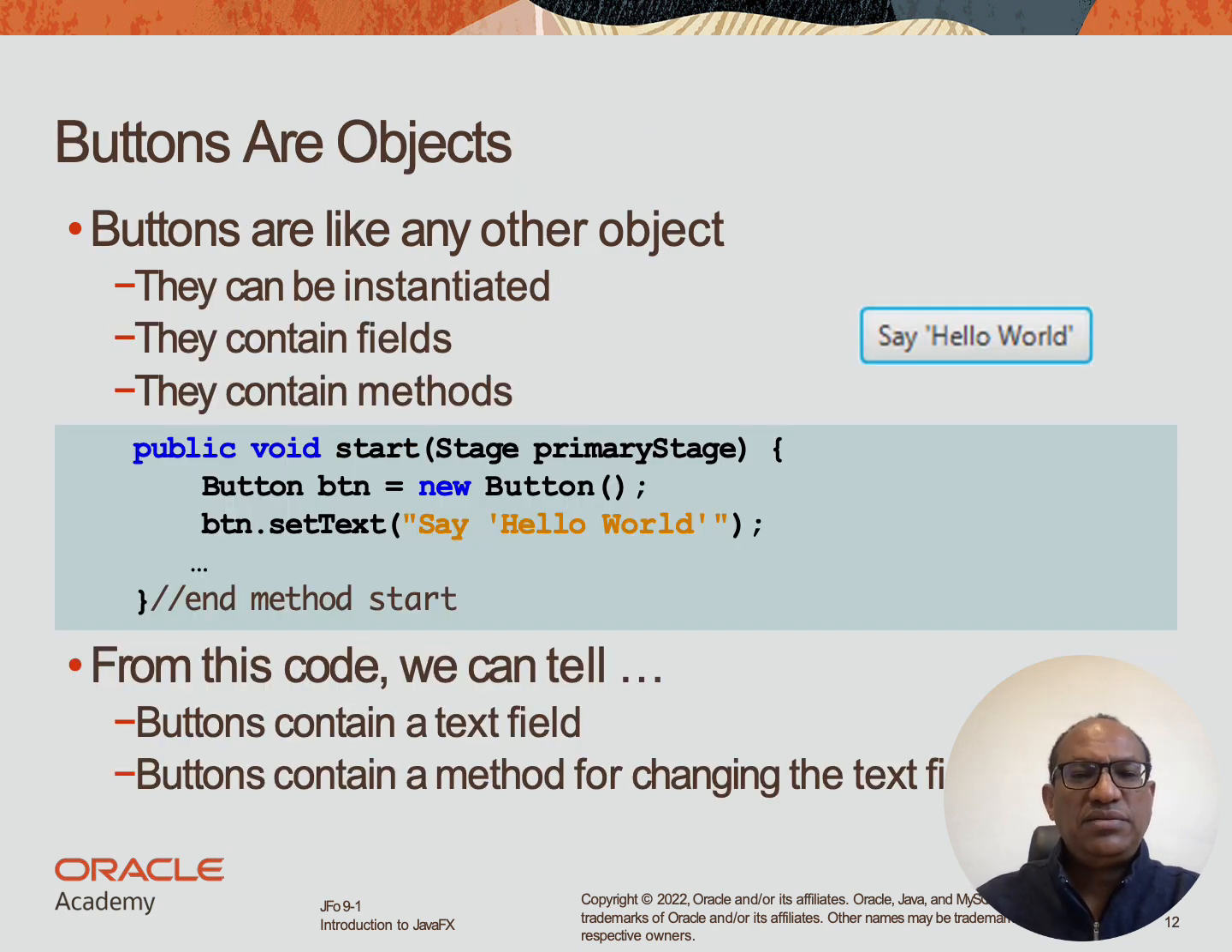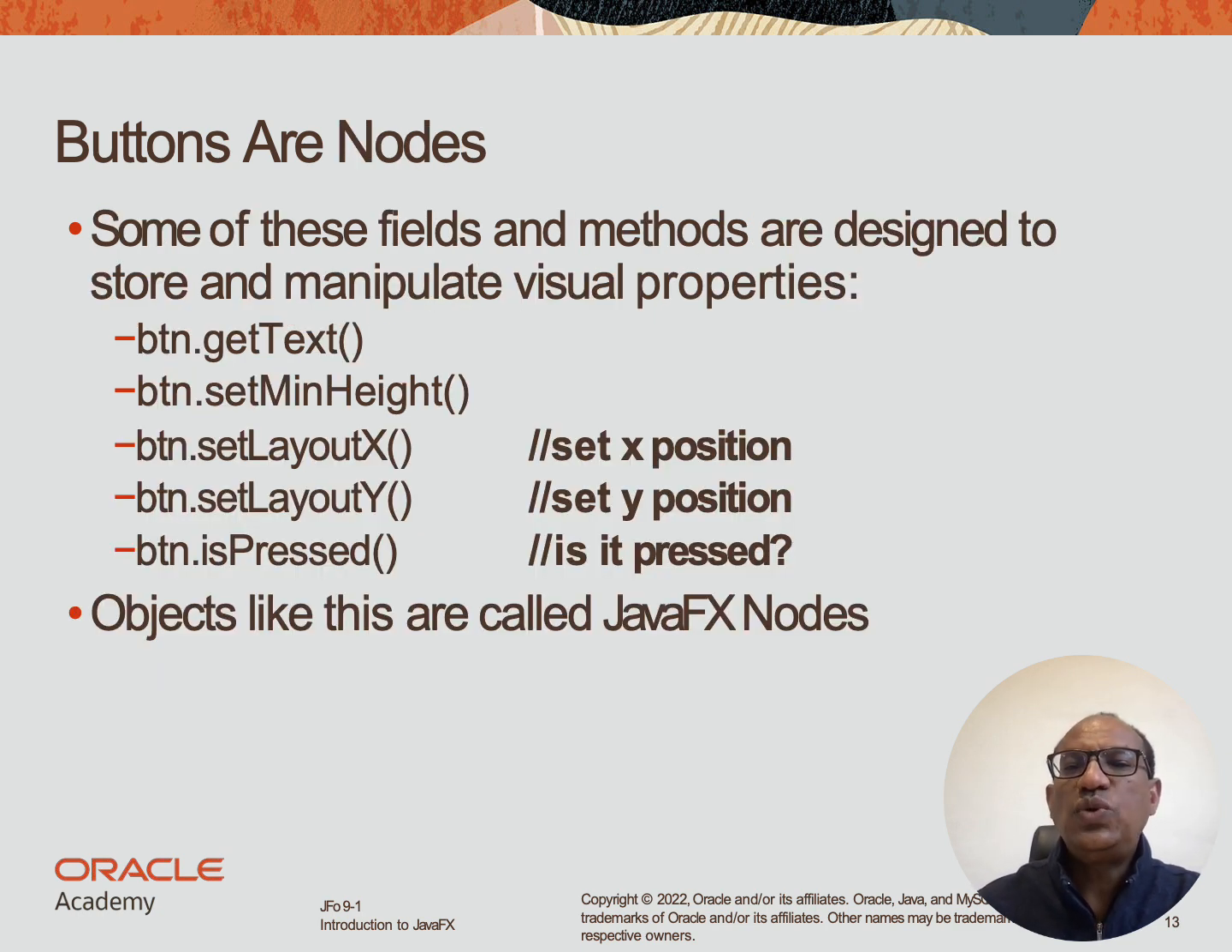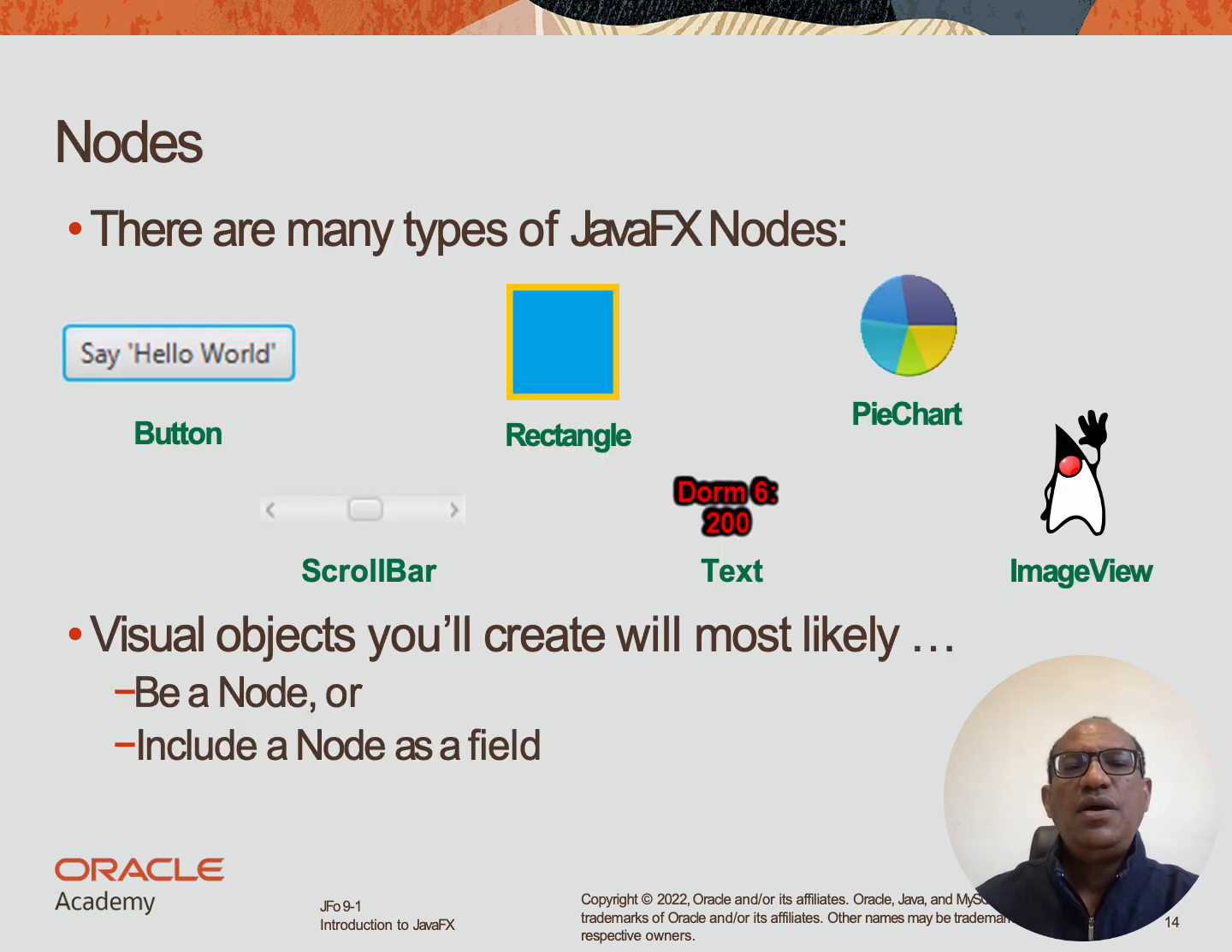So what's a button? It's an object, just like any other class. It has fields, like the button's label text. It has methods like setting its position, and events like detecting a click. And button is also a node. A node is a visual object that's part of the GUI. Nodes can be buttons, rectangles, images, charts, sliders, pretty much any visual component. If it's something you can see on screen, it's a node.